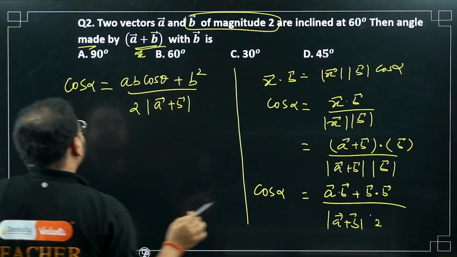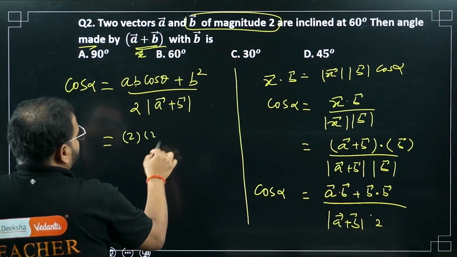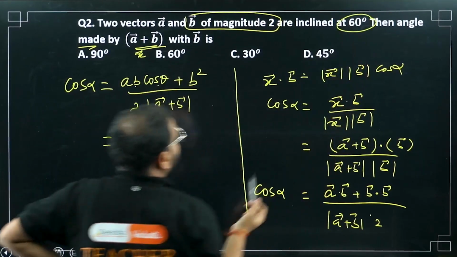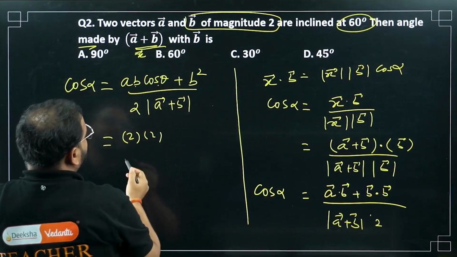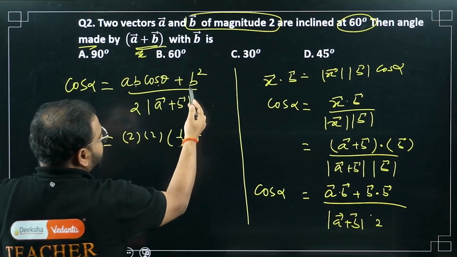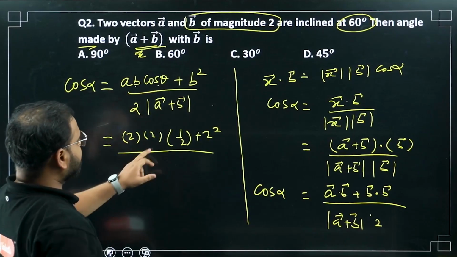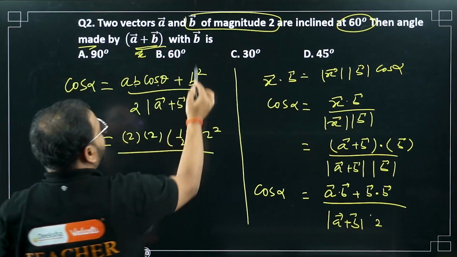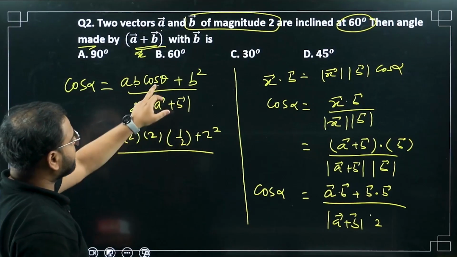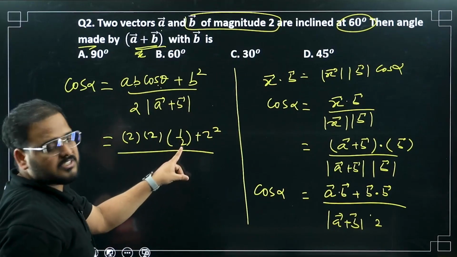I have to find A plus B, don't worry about that. A into B, sir, 2 into 2. A into B is 2 into 2. What is cos theta? Cos of 60 degrees, sir. Cos of 60 degree, correct? So 2 into 2 upon 1 by 2 plus B square is how much, bacha? 2 square. This is the numerator, right? A is 2, B is 2. We know that. And cos 60 is what? 1 by 2. Theta is 60 degree, right? Theta is the angle between A and B. So 60 degree. So cos 60 is 1 by 2.